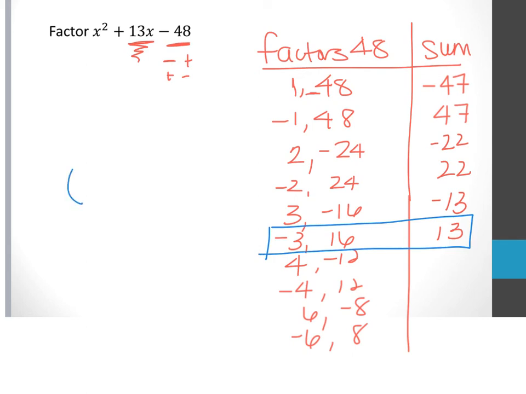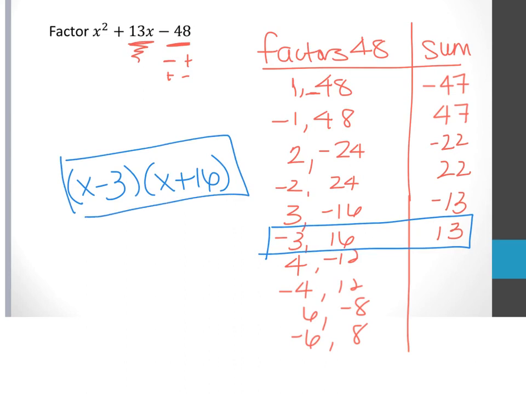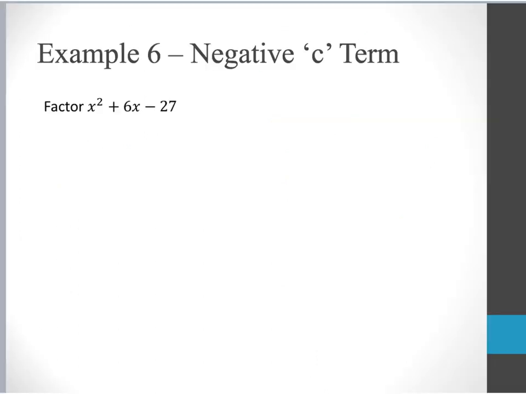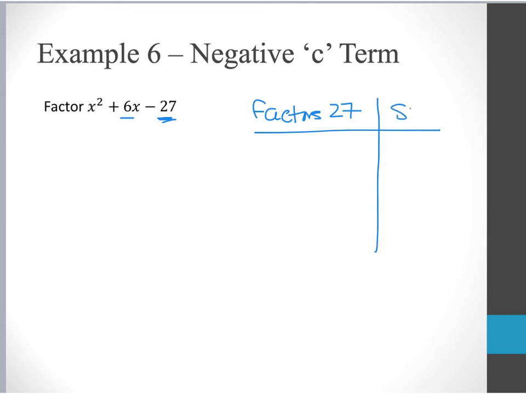So I know that my factor then is going to be x minus 3 times x plus 16. And again, you can go ahead and FOIL that out or distribute and double check. But these right here are the two factors. And we'll do one more example, example 6, which is similar to example 5. So again, I want a product that will give me a negative 27 and a sum that will give me 6.